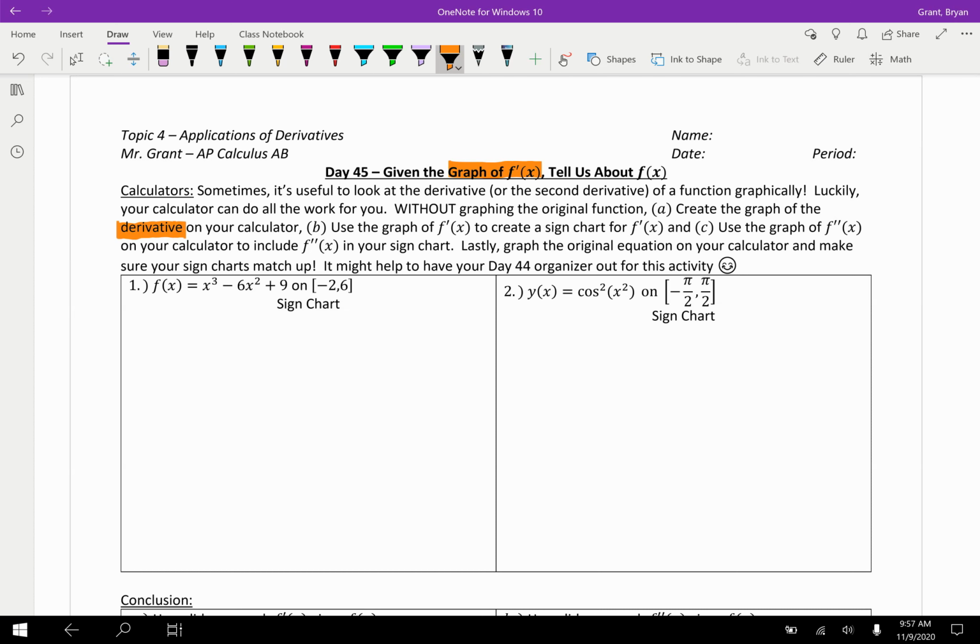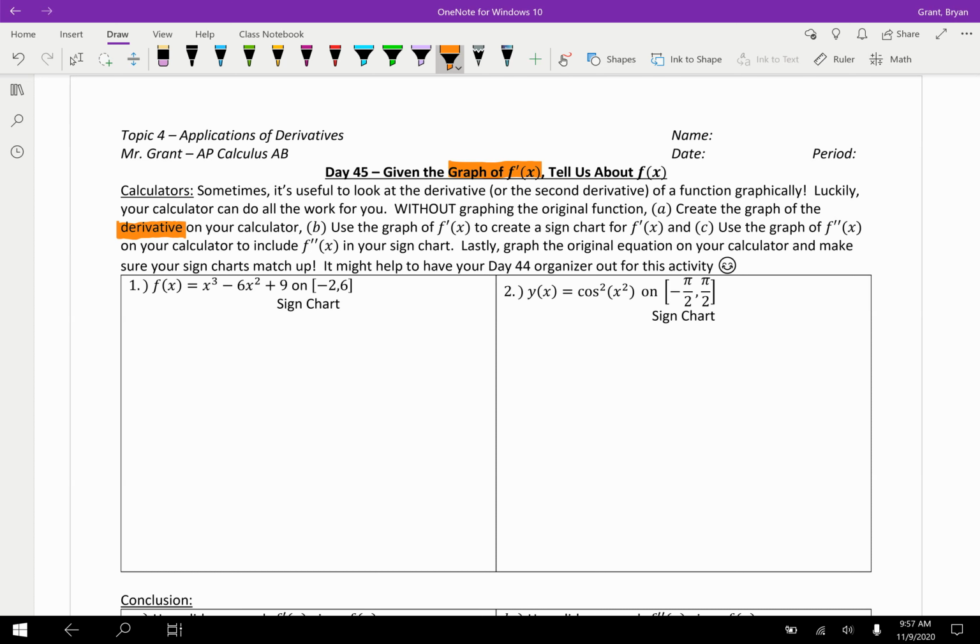And it really might help you to have your day 44 organizer out for this too, that third page where we talked about if f looks like this, then here's what f prime and f double prime look like. But let's go ahead and get started. So I imagine you might not know how to graph the derivative because I've never shown you yet. So we should probably do that.